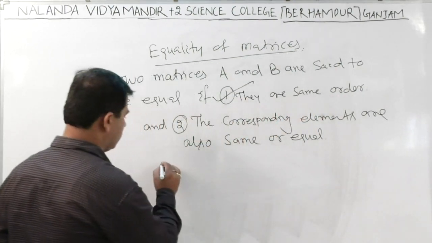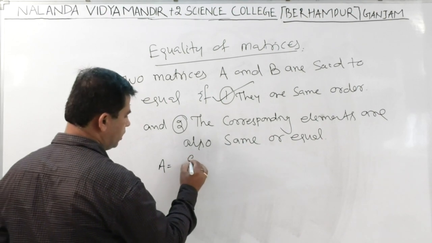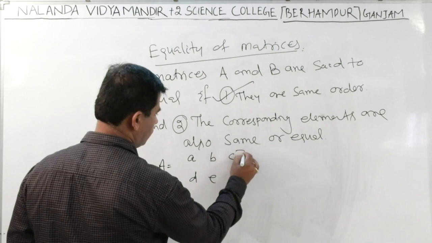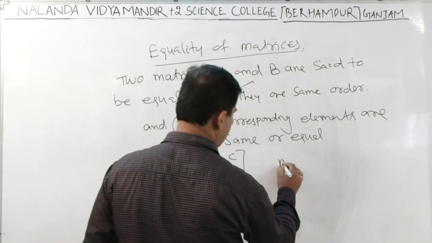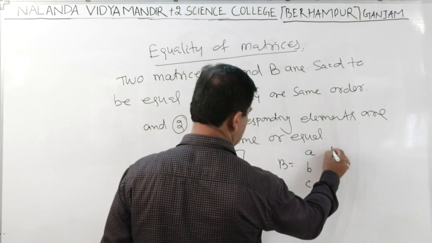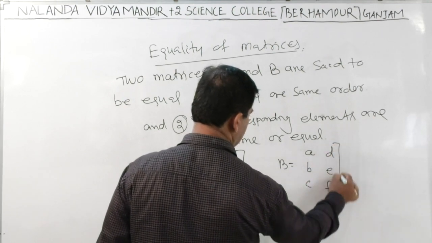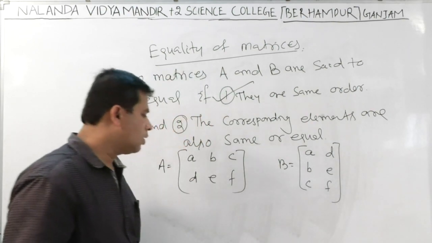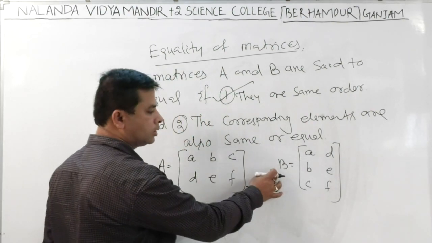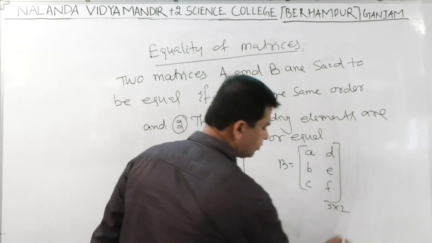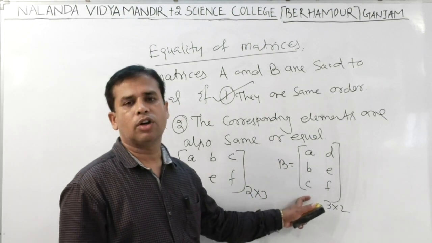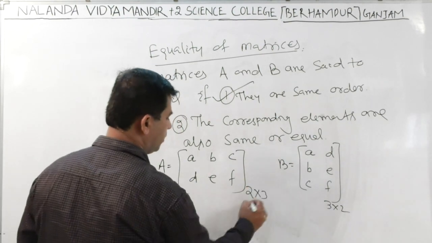If we write A is equal to a, b, c, d, e, f and B is equal to a, b, c, d, e, f, the order of matrix A is 2 cross 3 and the order of matrix B is 3 cross 2. Here the order of A is not equal to the order of B. Therefore A and B are not equal.